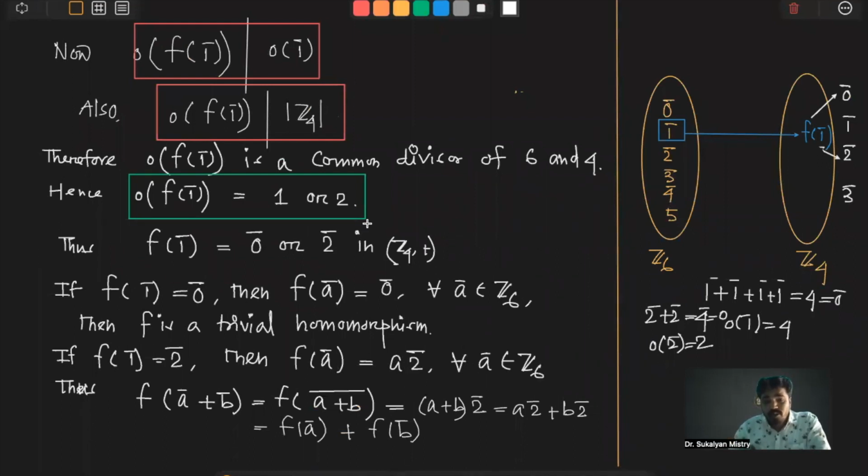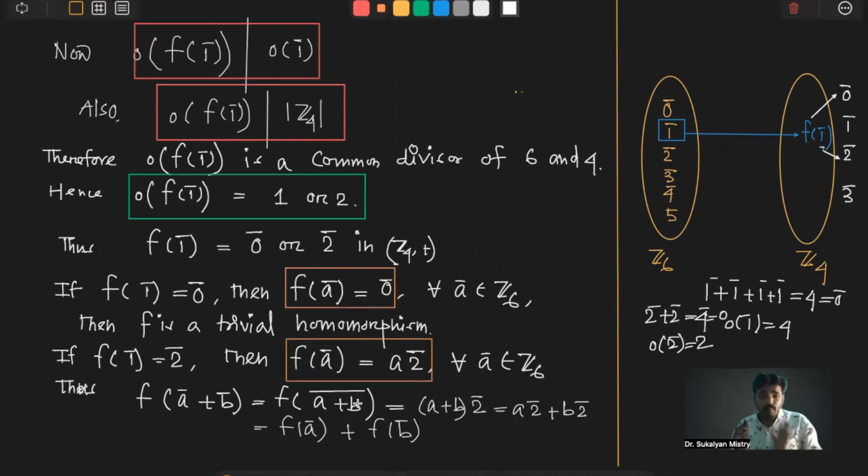So how many homomorphisms did we get? We get two homomorphisms. One is the trivial homomorphism and another is this. So the number of homomorphisms from Z6 to Z4 is 2.